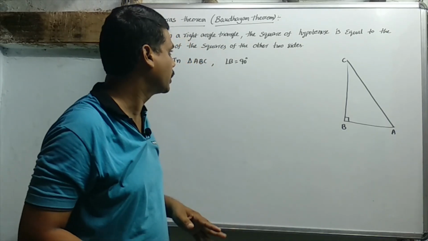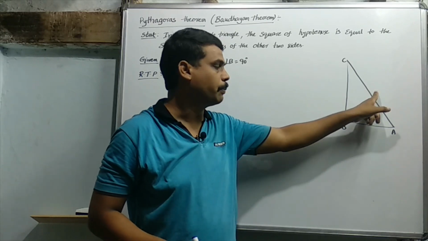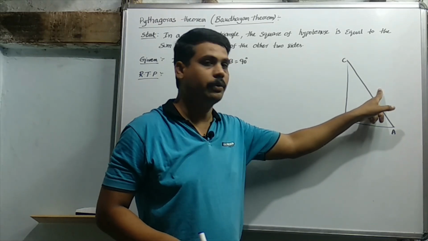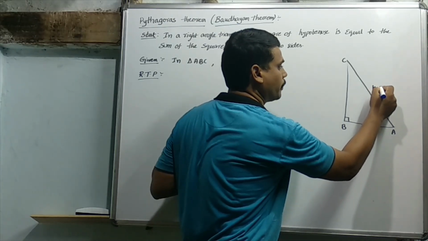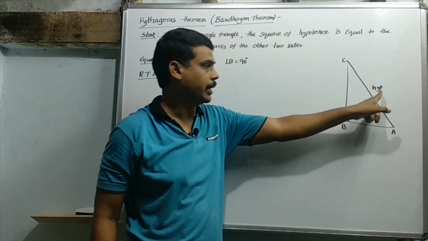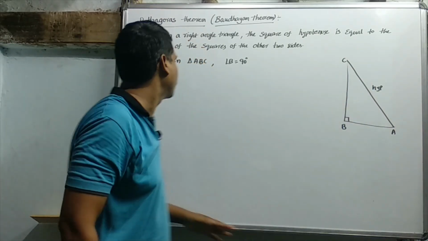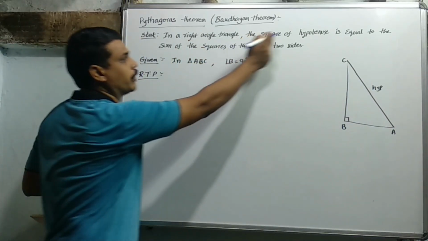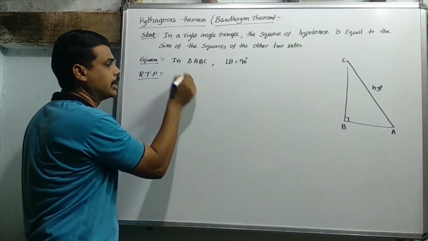What you have to prove is that the square of the hypotenuse. What is the hypotenuse here? The hypotenuse is always the side which is opposite to the right angle. It is called the hypotenuse. So you have to take the square of the hypotenuse. What is the hypotenuse here? AC is the hypotenuse.